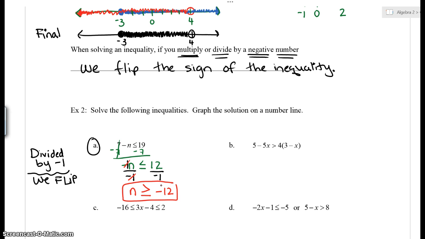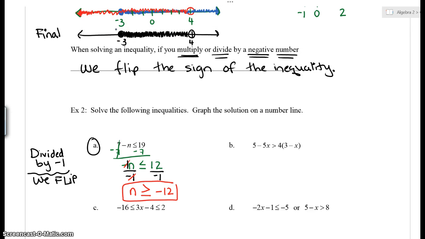Okay, go ahead and graph the number line. Pause me for a second and we'll get started. All right, I hope you paused me. So let's go on to the next one. I am going to check that number line.